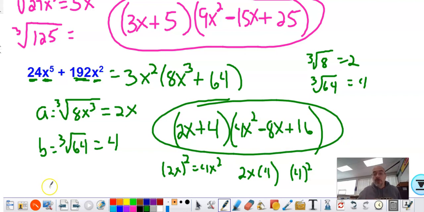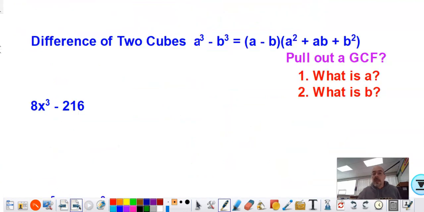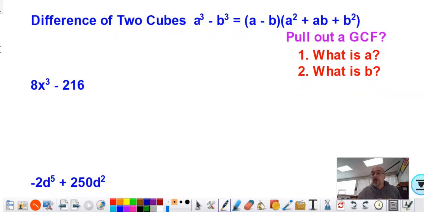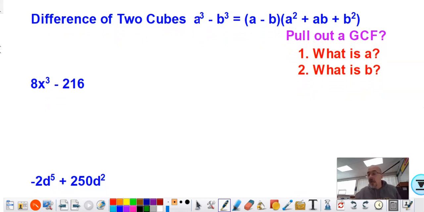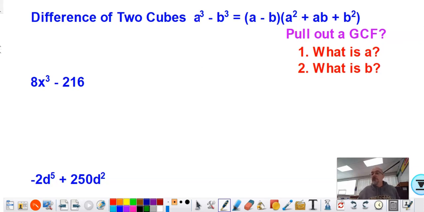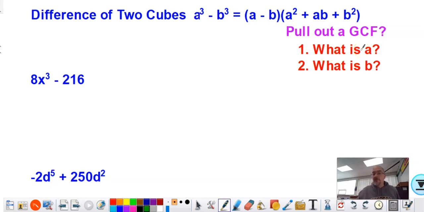Now, there is another special one of these. It looks like this. It's a difference of 2 cubes. Now, there's not a lot of difference except a minus sign and a plus sign switched. Okay, look at it carefully. Notice that there's a minus sign in the binomial, and then over here between the a squared and the ab, it's now a plus sign. All right, so same thing. Pull out a GCF if there is one. Well, this first problem, ladies and gentlemen, there is a GCF.